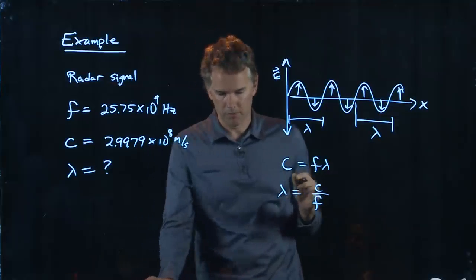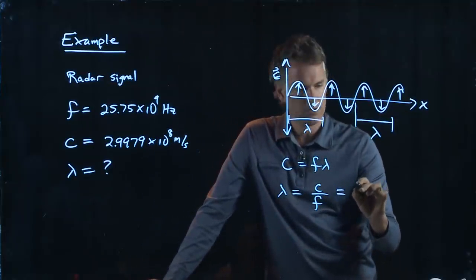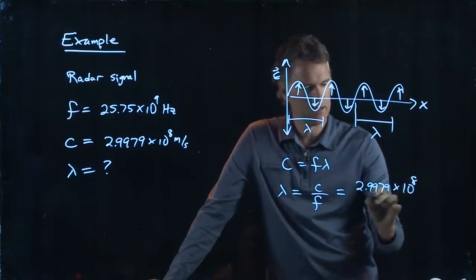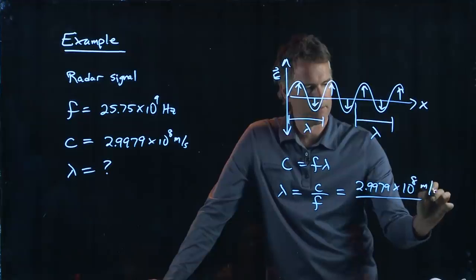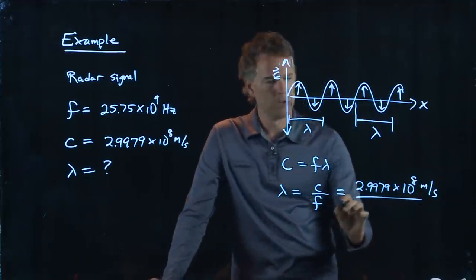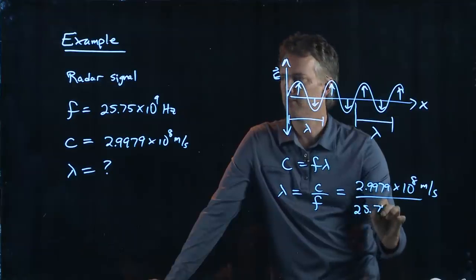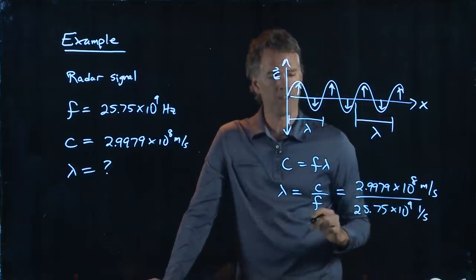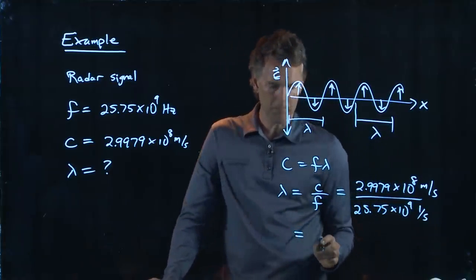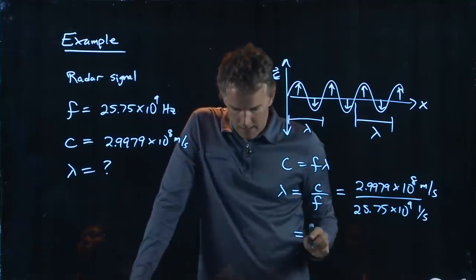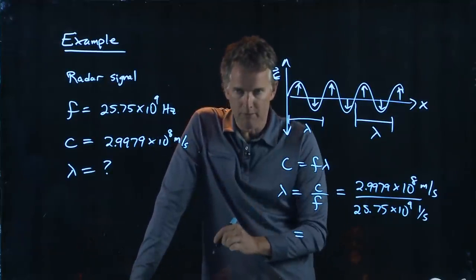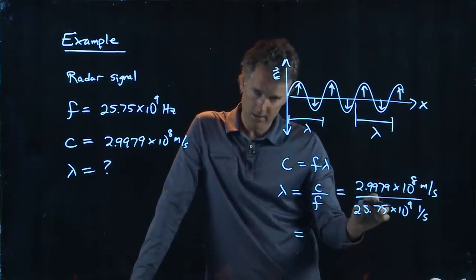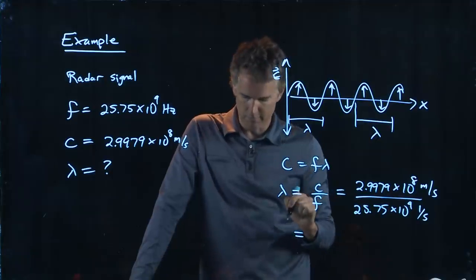And now we have all those numbers, right? C is 2.9979 times 10 to the 8 meters per second. F, we said, was 25.75 times 10 to the 9 Hertz, which is 1 over seconds. And so we're going to end up with something in meters. And they want 4 significant figures. So that's going to be tough for me to approximate it here. So somebody punch this into your calculator and tell me what you get for that answer right there.